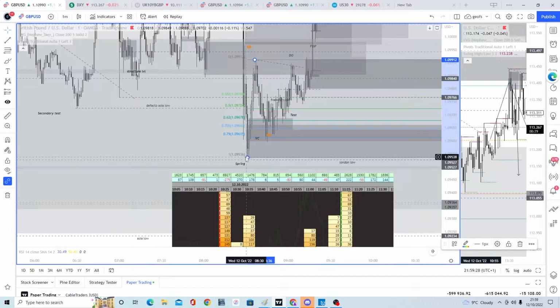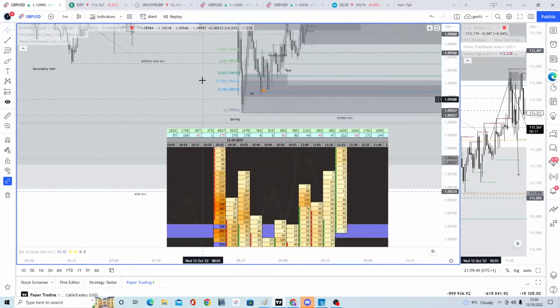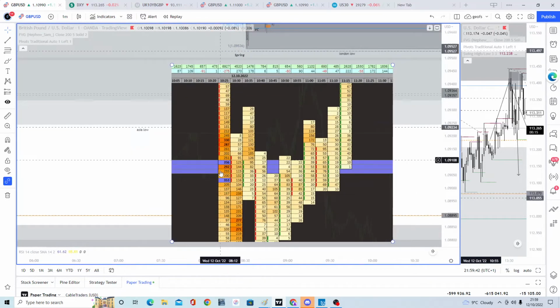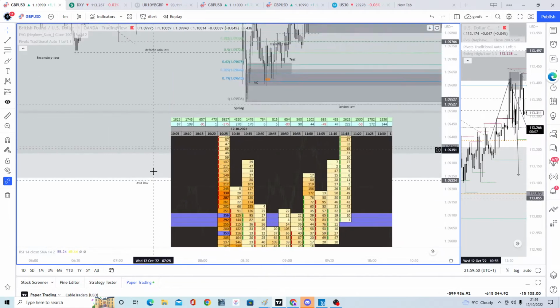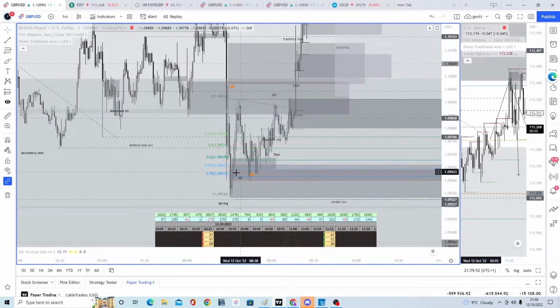I was asked how I fade the moves. Generally, we're not looking to catch bottoms like this. Usually there's a chance to get in a safe way. So looking at the volume clusters, you want to look for the high volume within the demand or supply that we're looking at. So here we get it. The VC was here.